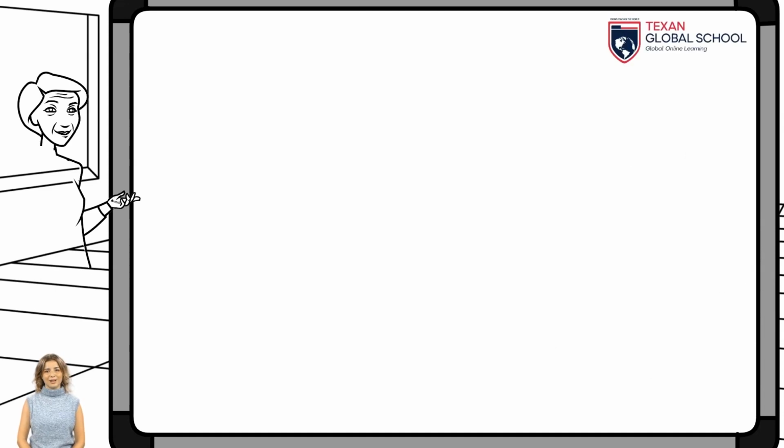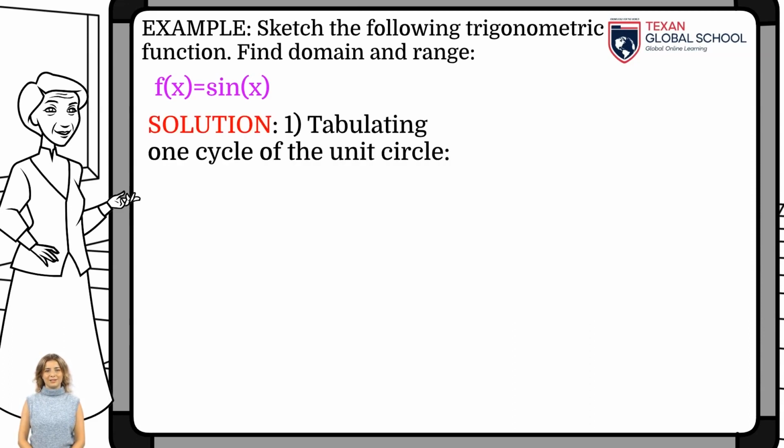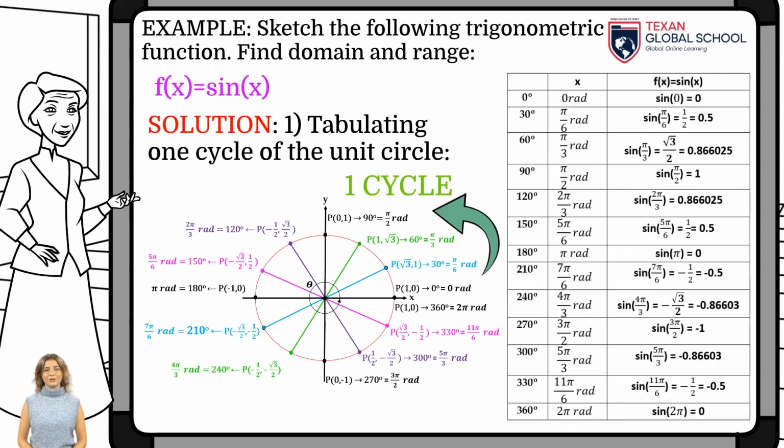In this first example, let's sketch the sine of x. Likewise, we will find the domain and range of the function. Tabulate a cycle using the values obtained in the unit circle. Place, as an independent variable x, all the values in radians of the arcs, starting at 0 up to 2 pi radians. Substitute each value into the sine of x. In this way, obtain the coordinates x, f of x to graph.